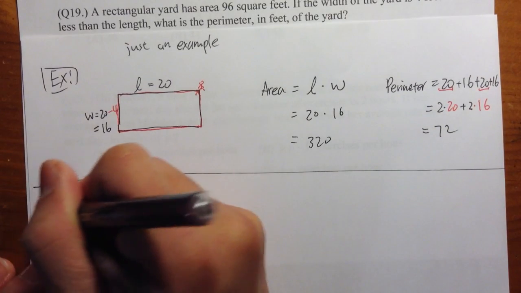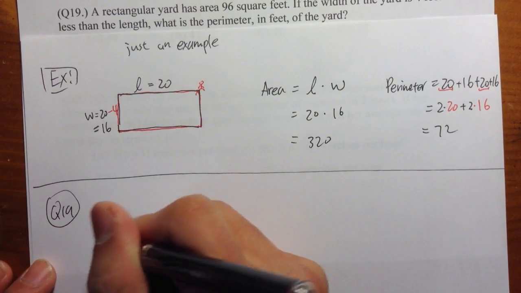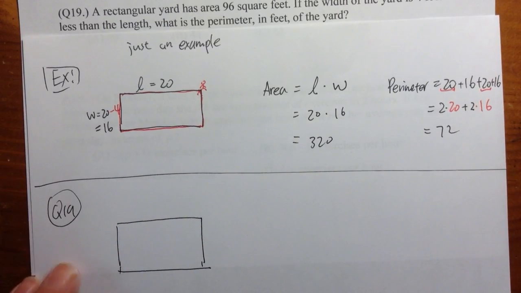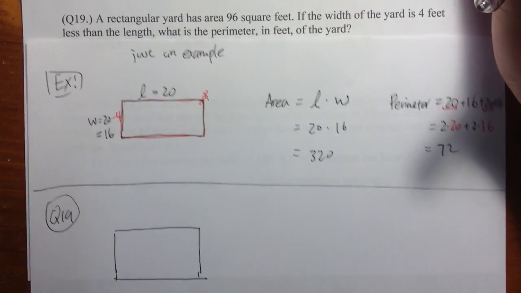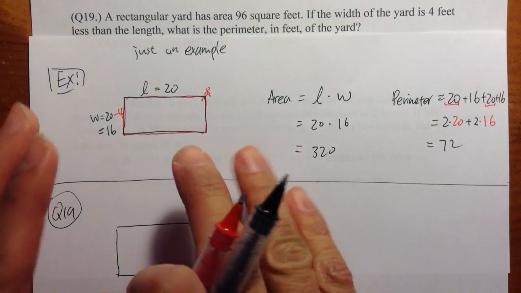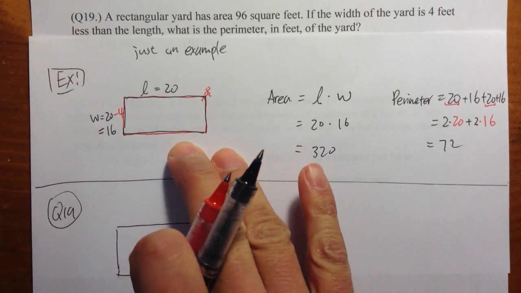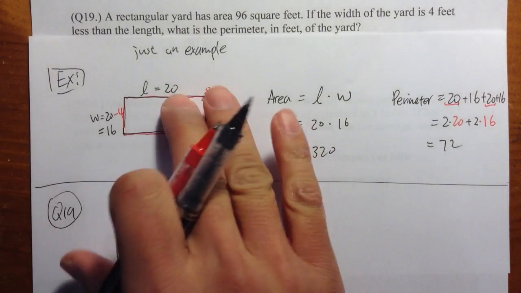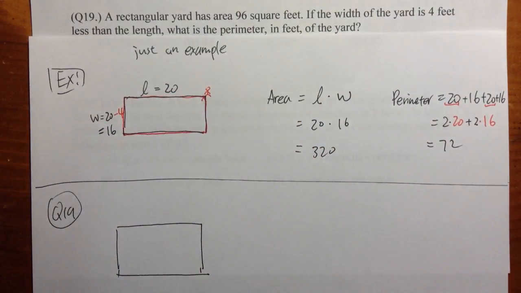So question 19. I have a rectangle, so I will draw a rectangle first. A picture is always helpful. So earlier, the way I came up with this example is because I started off with a specific length and then I can work this out, right?